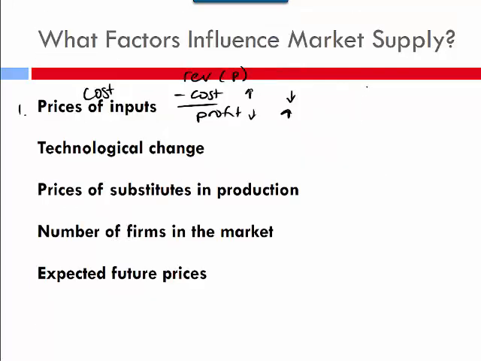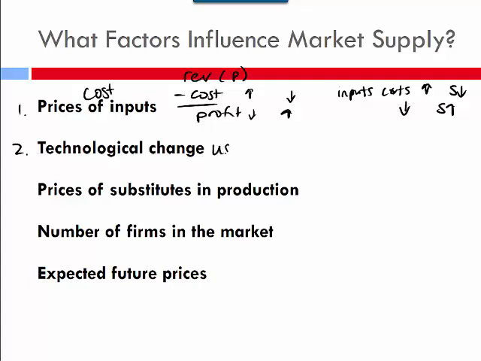So if input costs are going up, then the supply will decrease. It will shift to the left because they're not going to be able to make as much money. But if the costs are going down, that means more profit. That means supply will shift to the right and it will go up because they can make more money at every price point there. The second thing we see, which is kind of related, is technological change.